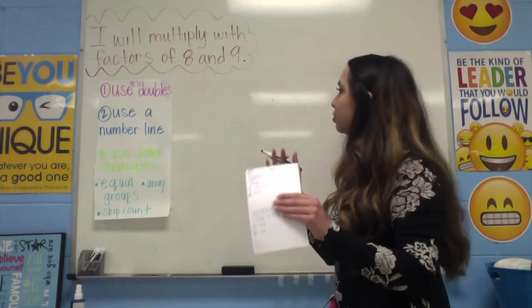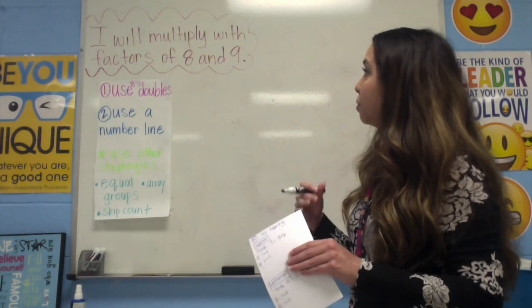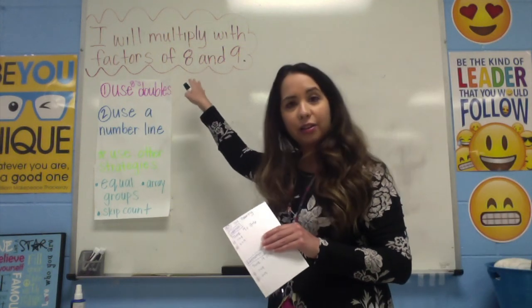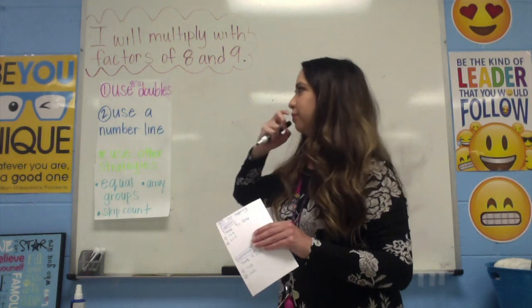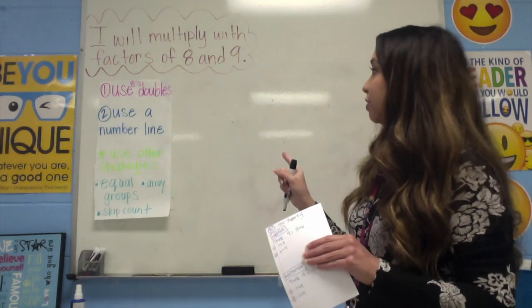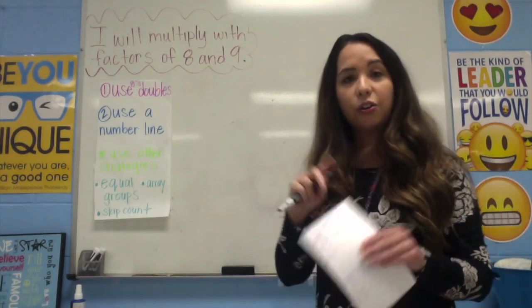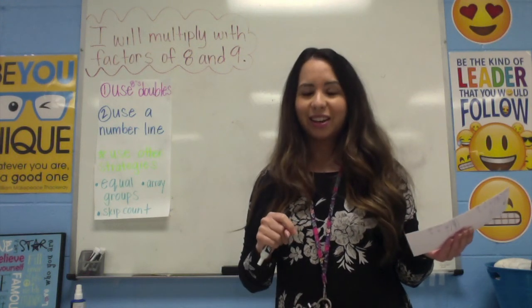All right, so right now, I'm going to show you some strategies of multiplying factors of 8. We're going to focus on factors of 8 right now. There are two strategies I'm going to go over with you for factors of 8. The first strategy is called using doubles. I really think you're going to like this strategy.